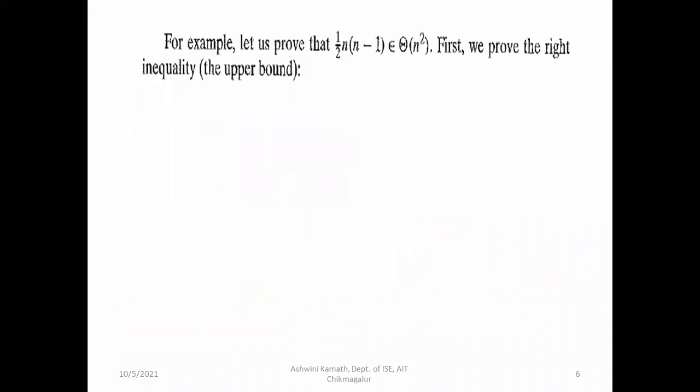So consider, for example, half n into n minus 1 belongs to theta of n square. First, we have to prove the right inequality, the upper bound. Half n into n minus 1: if I multiply half n with n minus 1, I get half n square, half n into n, minus half n into 1, half n. It is less than or equal to half n square for all n greater than or equal to 0.